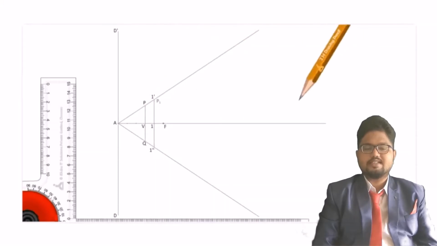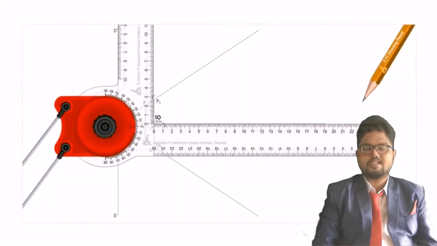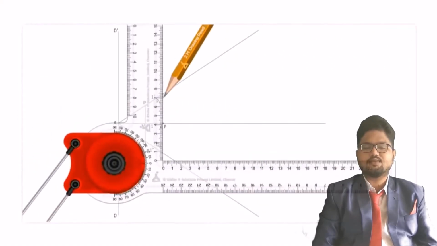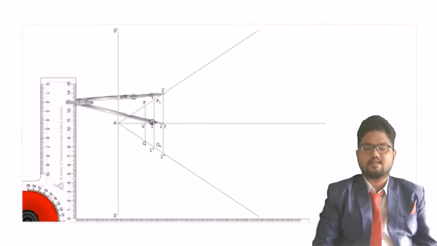Now take one dash radius, F as center, take your compass, F as center, one dash radius, you need to draw 2 arcs on the one dash line. Next the 2 dash line is there. Now take your compass, 2 dash radius, F as center, cut it on the 2 dash line above and below.